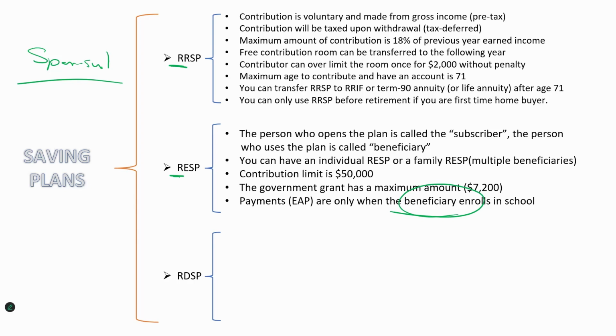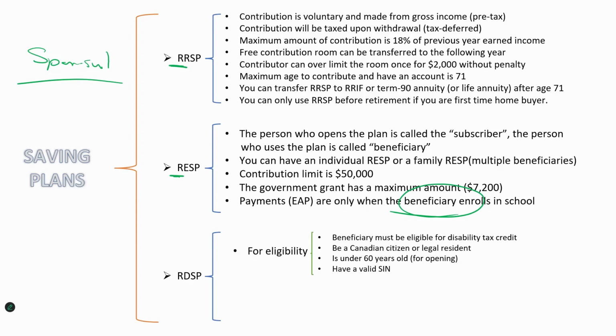What is an RDSP? A registered disability savings plan. Again, you can open this for your disabled child, or maybe a dependent, or maybe even for yourself. But you have to be eligible for the disability tax credit. You have to be a Canadian citizen or legal resident. You have to be under 60 years old for opening this account. You have to have a valid SIN number, which is really important.